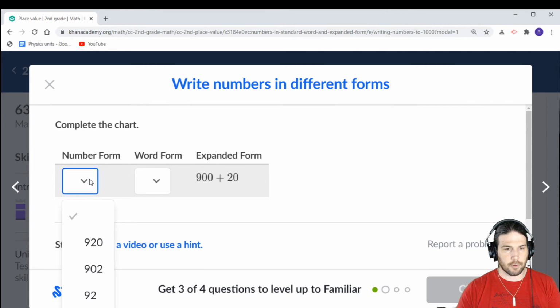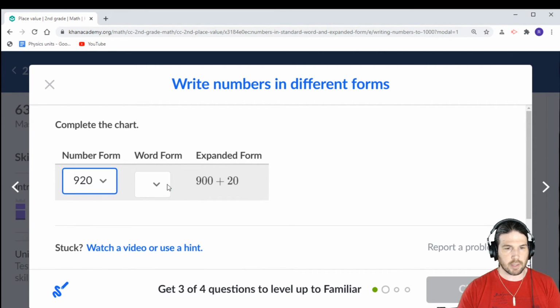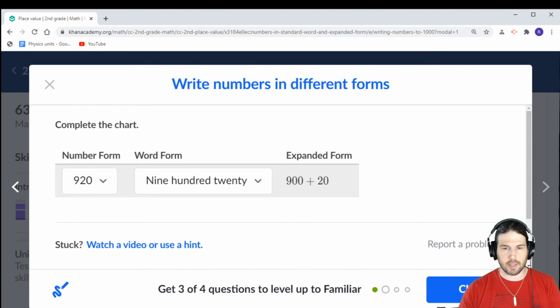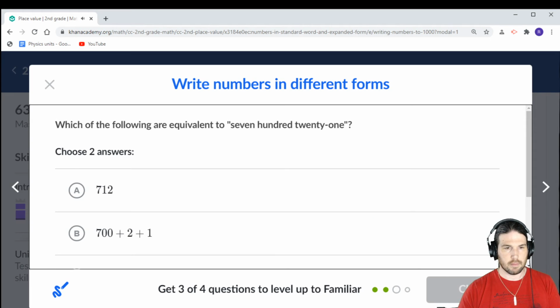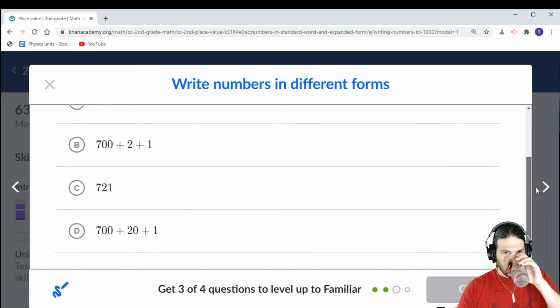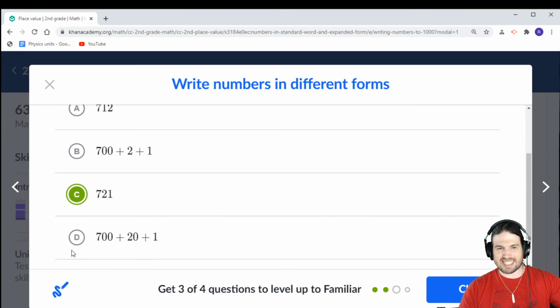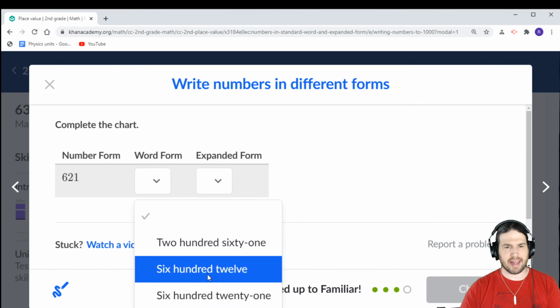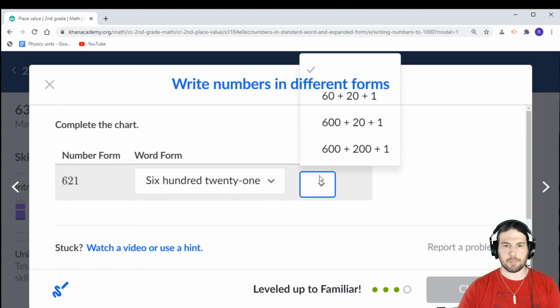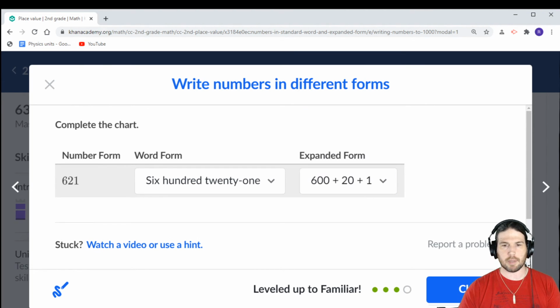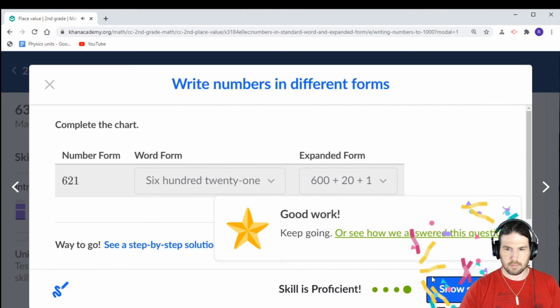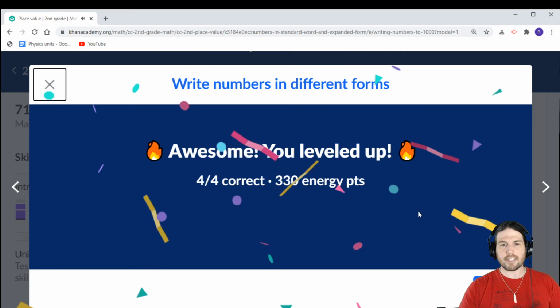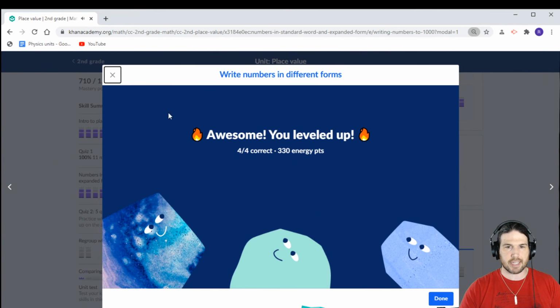Let's see. Number form. 900 plus 20 is 920. So I would call that 920. Which of the following are equivalent to 721? Looks to me like C and D. C is in number form, D is in expanded form. Moving on. In word form, that is 621. And expanded form, that is 600 plus 20 plus 1.